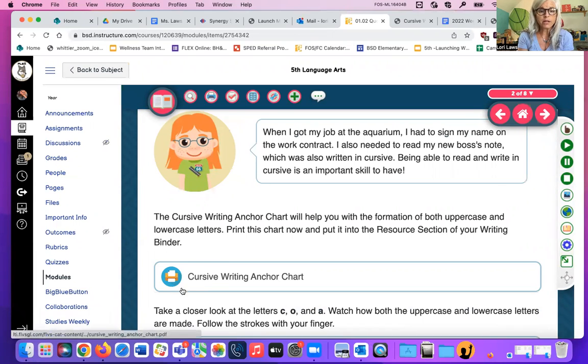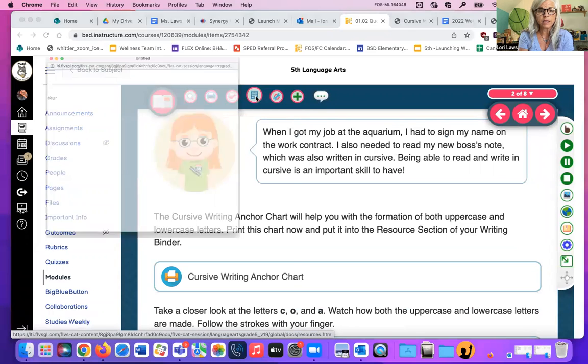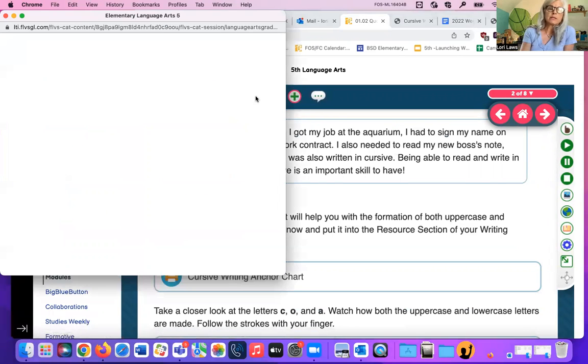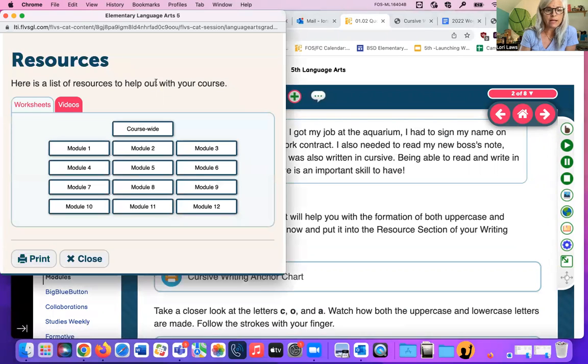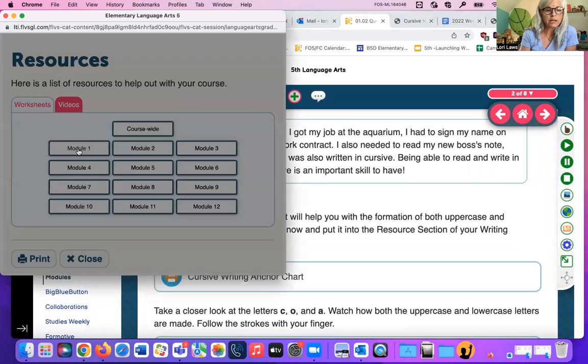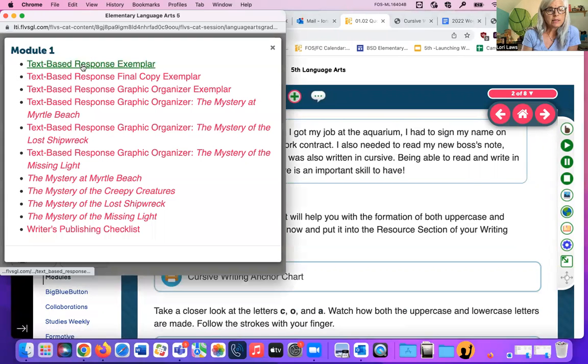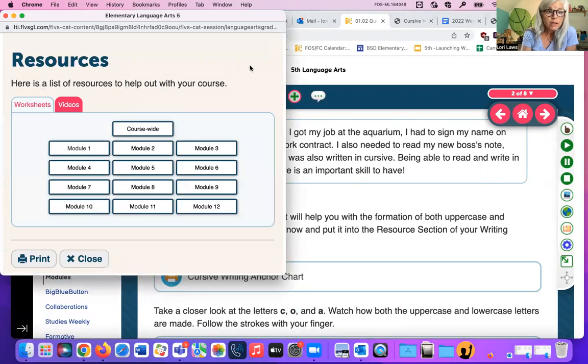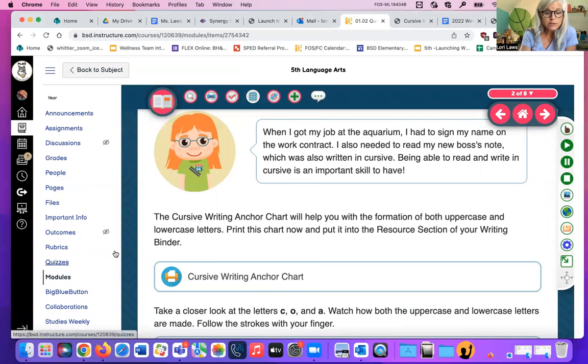Another thing is if you ever can't find a resource, up here at the top, if you go to your little filing cabinet, it's got all the resources from the unit. So it should have that. It has the worksheets and the videos. So here's module 1 that we're in. And you can see text-based response exemplar. So these are examples of good writing, graphic organizer. They've got all of this. They do not have the one that I told you they had though.